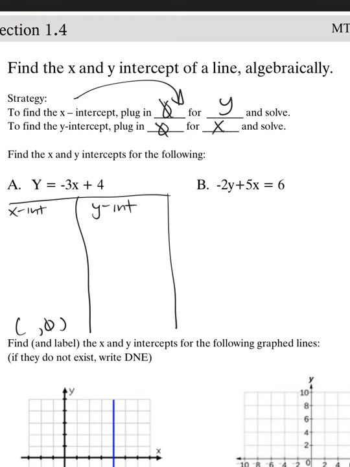Oops, I keep messing up here. Let's go back. There we go, in the linear equation.